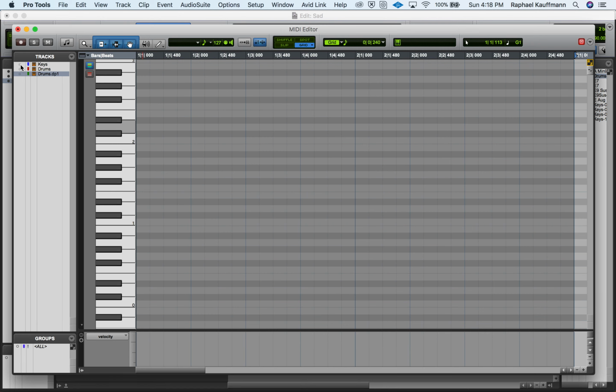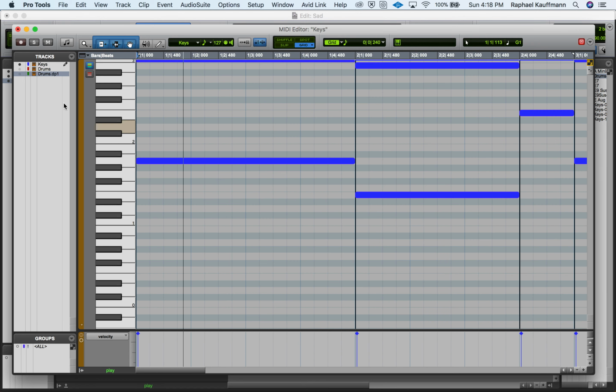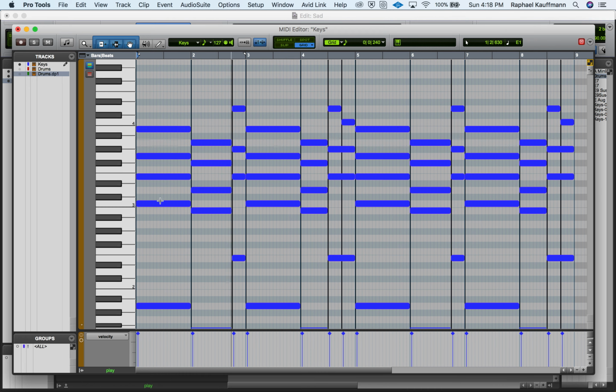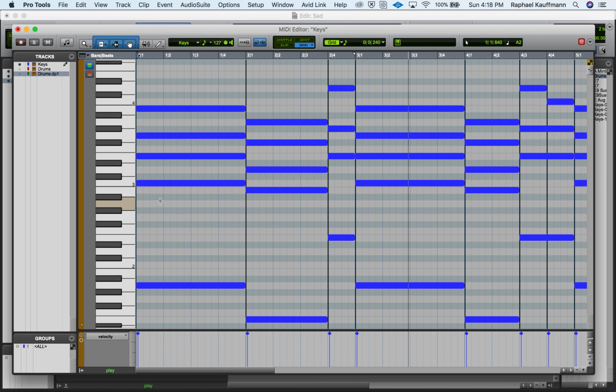But looking at the chords here, this is simply saying play A1 and hold it for a whole measure. Play C3, hold it for a whole measure. E3, etc. And down here, velocity is how hard these notes are hit.